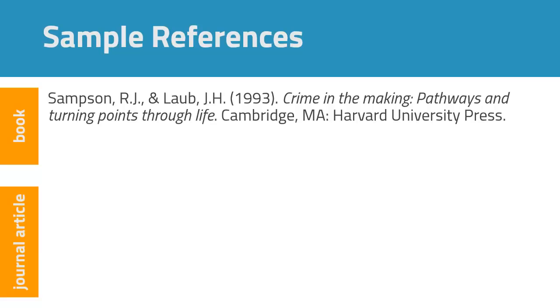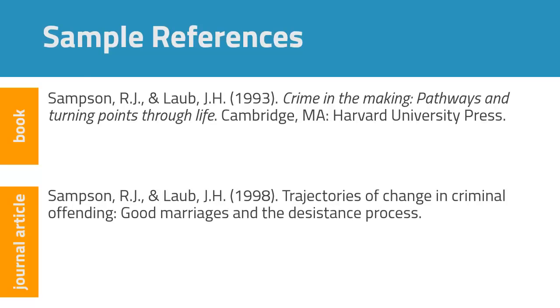Next, let's take a look at the reference entry for a journal article. Just like the book, we start off with the author's names and the year of publication. Then we write the title of the article. This follows the same unusual capitalization pattern that the book title did. So we capitalize the first word of the title, the first word of the subtitle or any word after a colon, and proper nouns. The title of the article is again followed by a period.